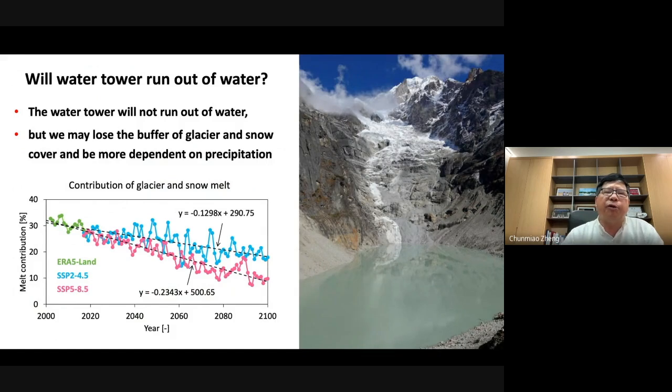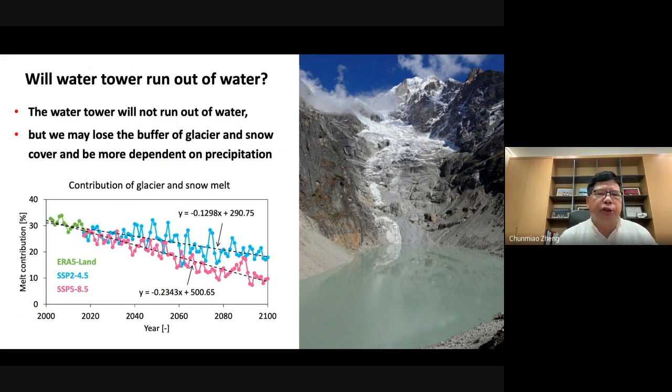And then another question that we ask: will the water tower eventually run out of water as the snow melts and the glaciers disappear? The answer is no, the water tower will not run out of water because there will be precipitation. But we might lose the buffer effect of glacier and snow covers and be more dependent on precipitation.